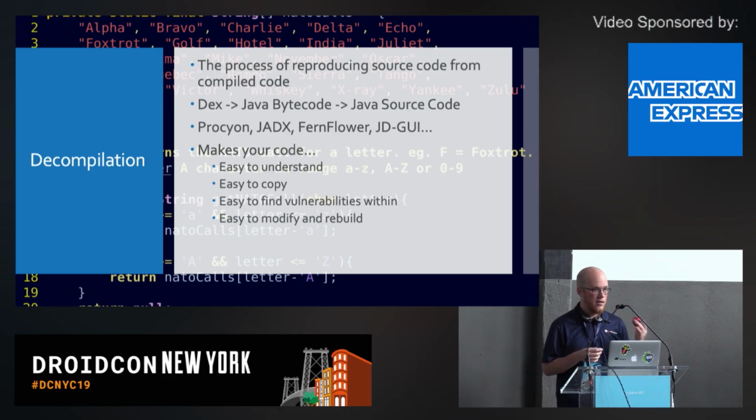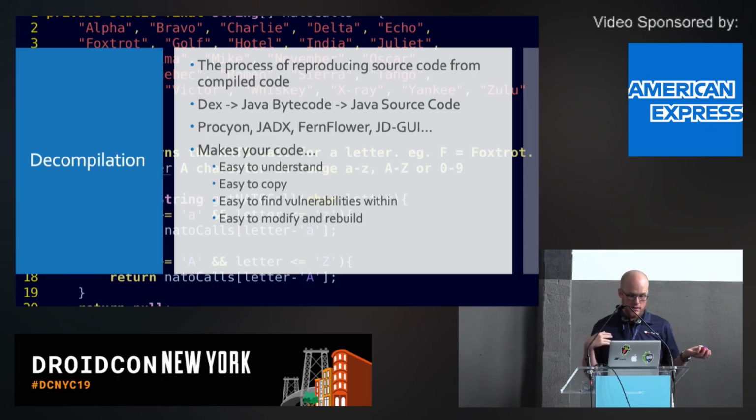Decompilation makes your code easy to understand, so if there's anything that you'd prefer an attacker didn't understand, hindering decompilation is important. It therefore makes it easy to find vulnerabilities within. It makes your code easy to copy, modify, and rebuild. If I have source code for your classes, then I can pretty easily rebuild them with modifications and use that to create possibly counterfeit or modified versions of your code.